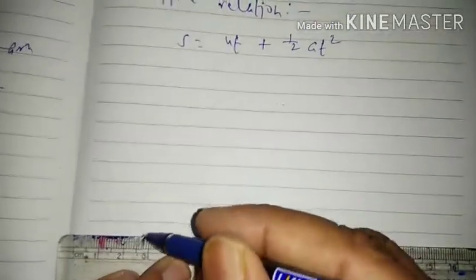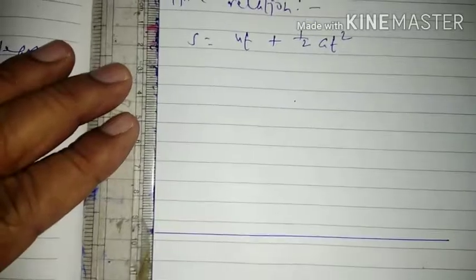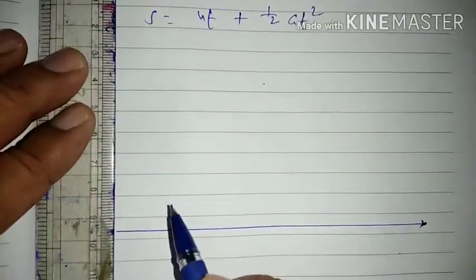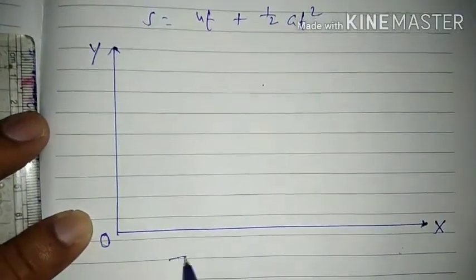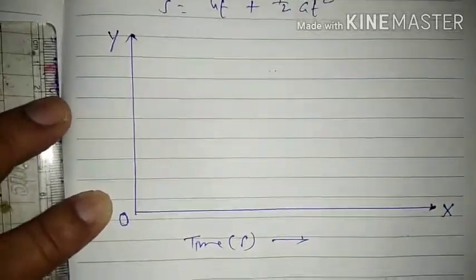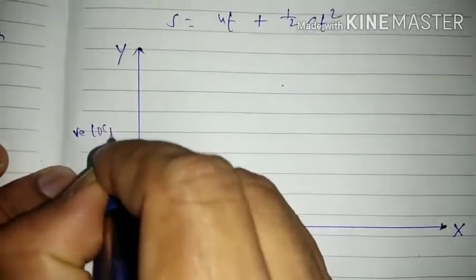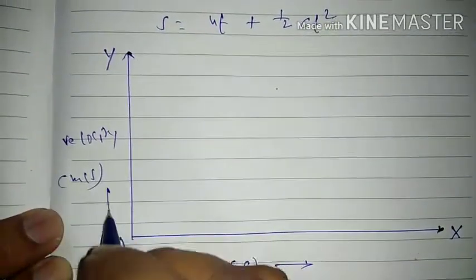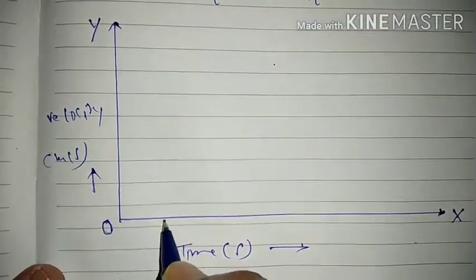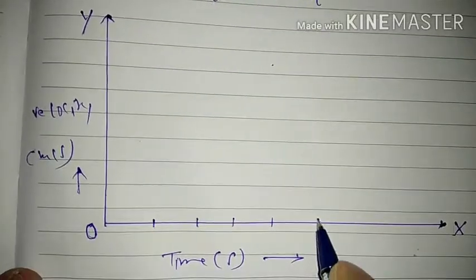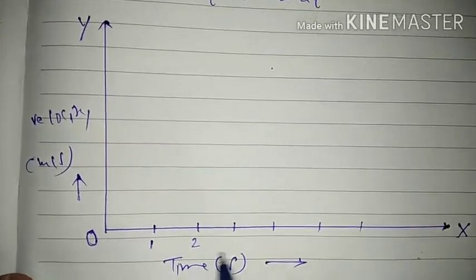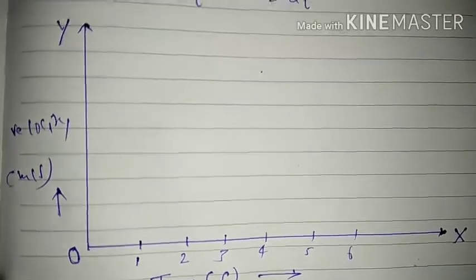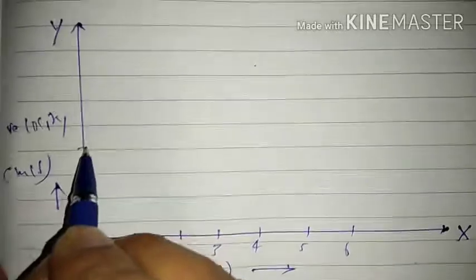Suppose this is a velocity time graph in which we take time on x-axis and velocity along y-axis. So suppose this is x-axis, this is y-axis, this is our origin. We take time in second along x-axis and velocity in meter per second along y-axis. Once again, we take equidistant points for different time interval on x-axis. Suppose it is 1, 2, 3, 4, 5, 6, and so on. And similarly, the equidistant points on y-axis.